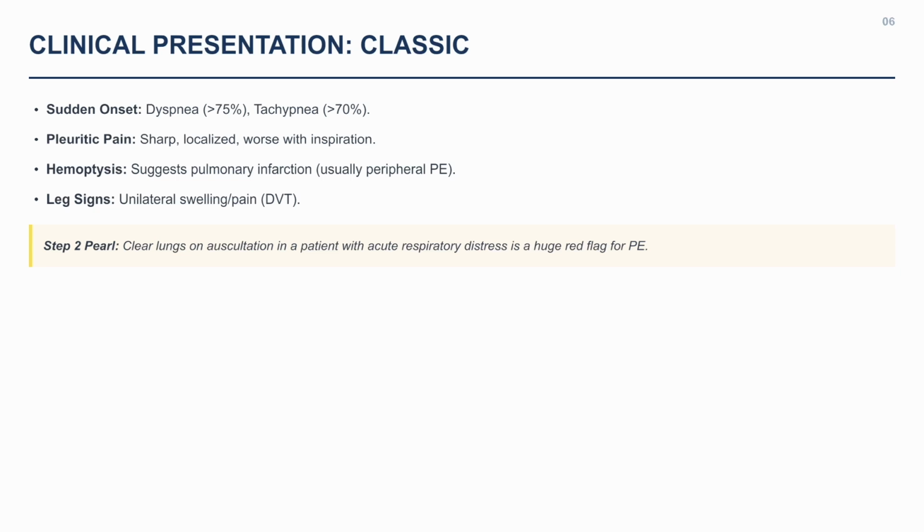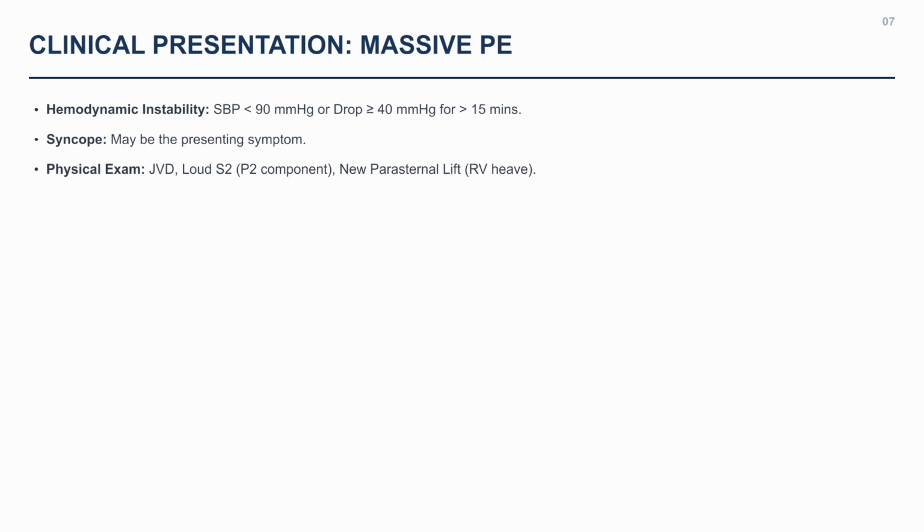The most important clinical pearl: if a patient presents with acute respiratory distress, but has clear lungs on auscultation, think PE until proven otherwise. Massive PE is defined by hemodynamic instability, a systolic blood pressure below 90 mmHg, or a drop of at least 40 mmHg sustained for more than 15 minutes. Syncope may be the presenting symptom.